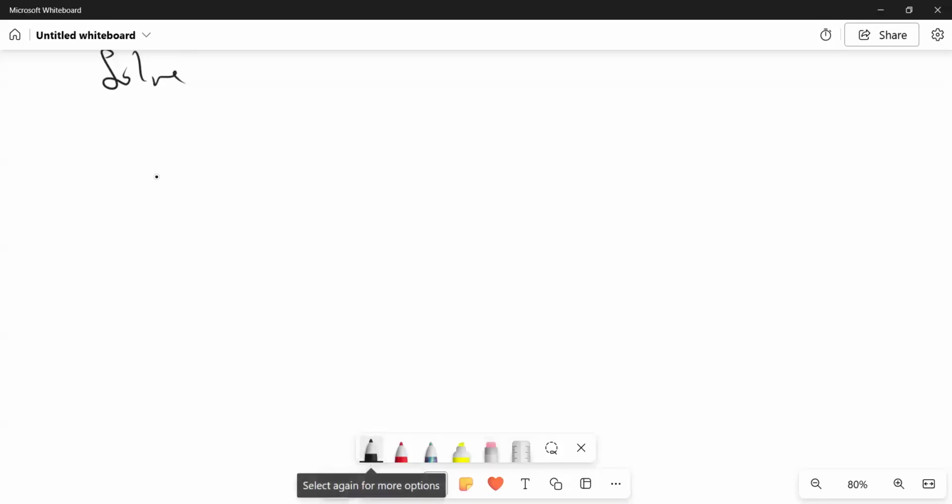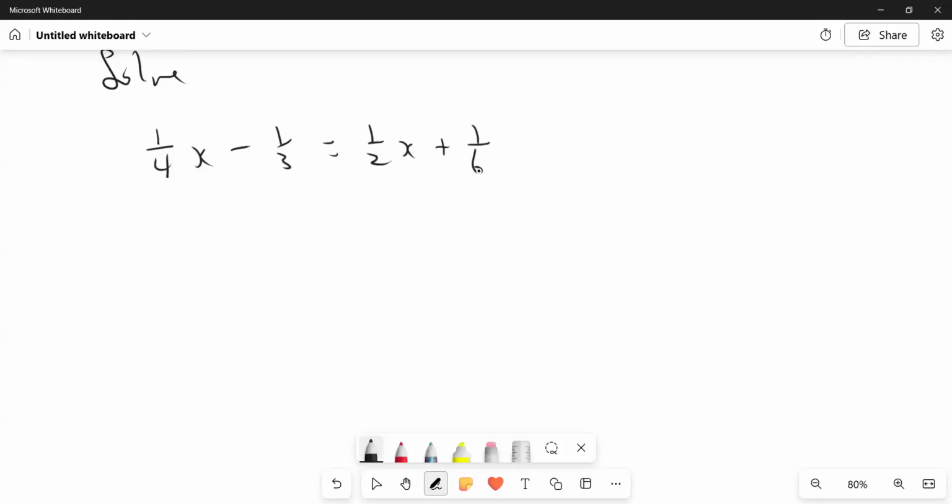Then you can have all kinds of variations. You can have fractions now. Let's go with one with a fraction. You have a quarter x minus 1/3 is equal to, all right, let's go with half x plus 1/6. Let's go with something like that.